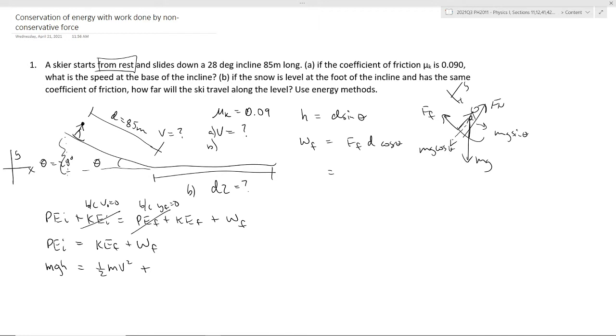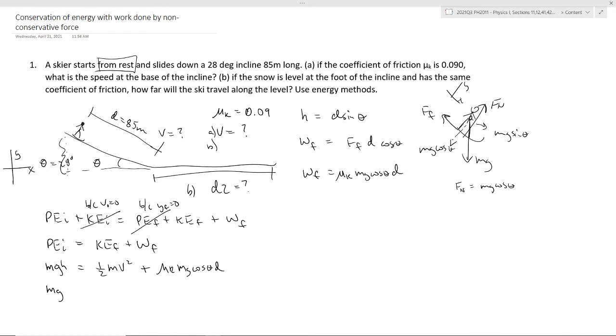It'll be the force of friction, which will be mu k times the normal force. Remember, the normal force is just equal to mg cosine theta because you're not accelerating in the y direction. So this will be mu k mg cosine theta times d, and that'll be our work done by friction. So let's add that ingredient in down here, mu k mg cosine theta d, and let's put everything in and solve for v.